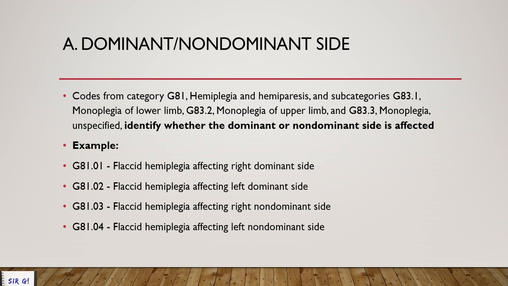So what if the patient suffered a right-sided weakness and the patient is right-handed? We can say that the dominant side of the patient is the right because she or he is right-handed. And the affected side is the right side, meaning the affected side is also the dominant side. In the documentation, most of the time they will tell you if it's right-handed or left-handed.